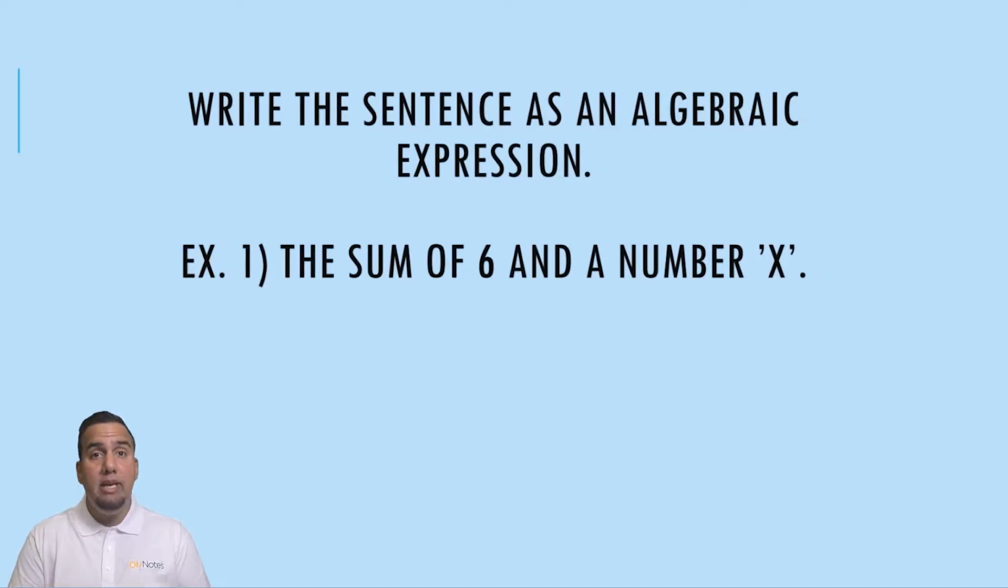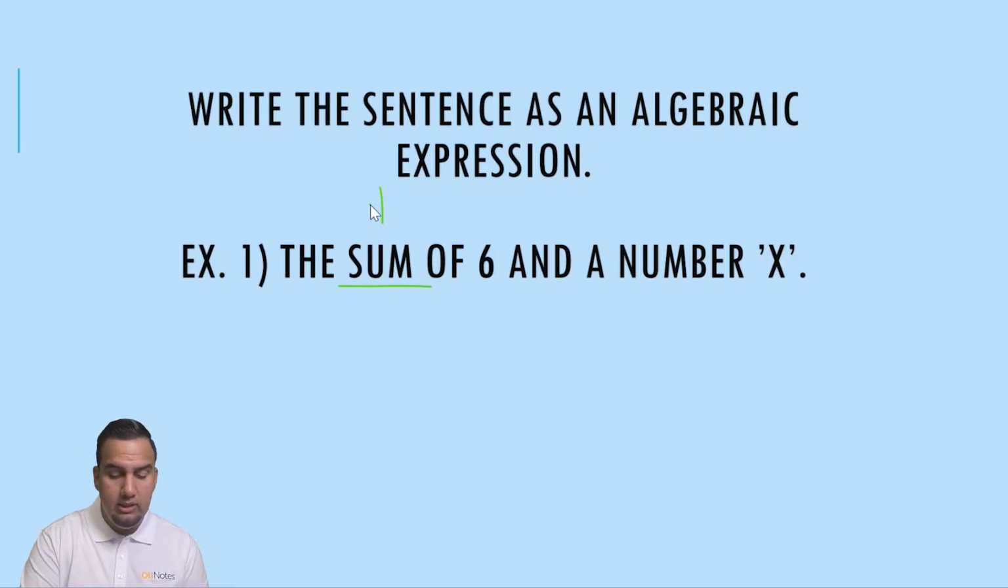So now we're going to actually begin solving for an expression. The first question says, write the sentence as an algebraic expression: the sum of 6 and the number x. The first thing you're going to notice when you read this sentence is that it says the sum. When the operation is in the front, there's usually going to be an and somewhere behind this word sum. The sum of 6 and a number x. We all know sum represents addition.